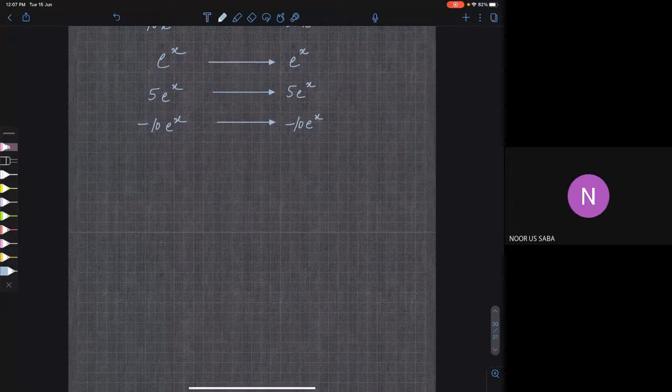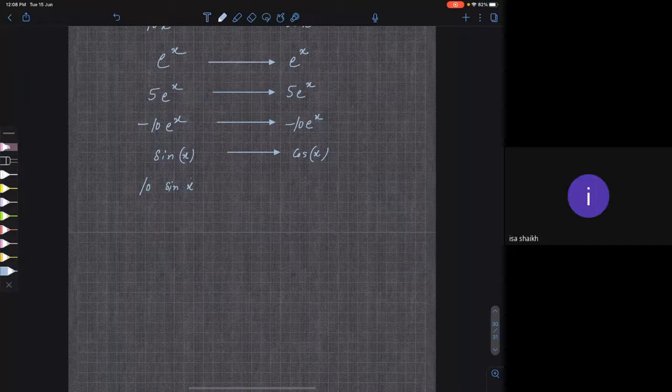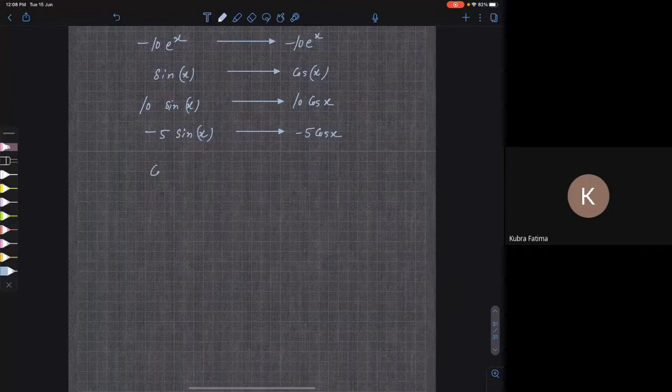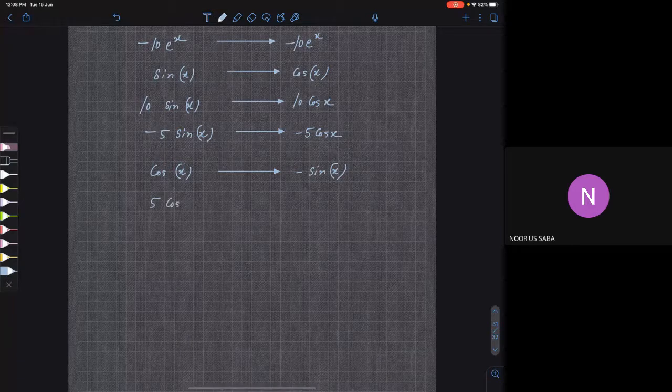Okay, fine. What is the derivative of sin x? Cos x. What is the derivative of 10 sin x? 10 cos x. What is the derivative of minus 5 sin x? Minus 5 cos x. What is the derivative of cos x? Minus sin x. What is the derivative of 5 cos x? Minus 5 sin x.